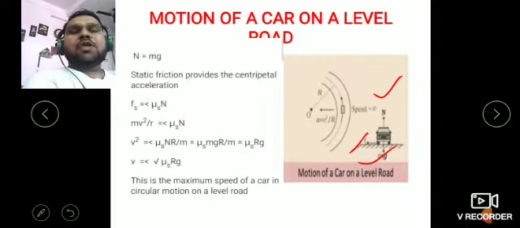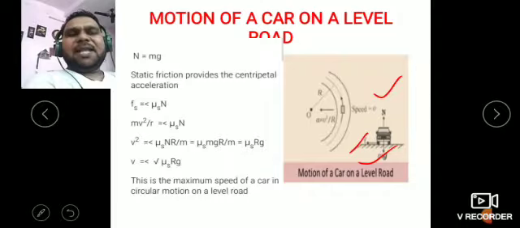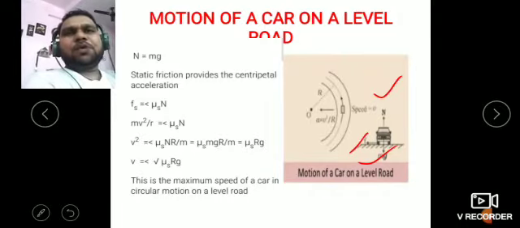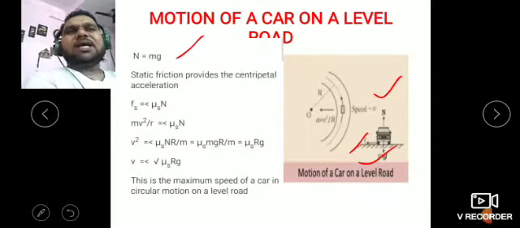Now we know that there is no vertical movement of the car. So what will happen in this case? Since there is no vertical movement, N will be equal to mg. Normal reaction will be equal to the weight of the car.